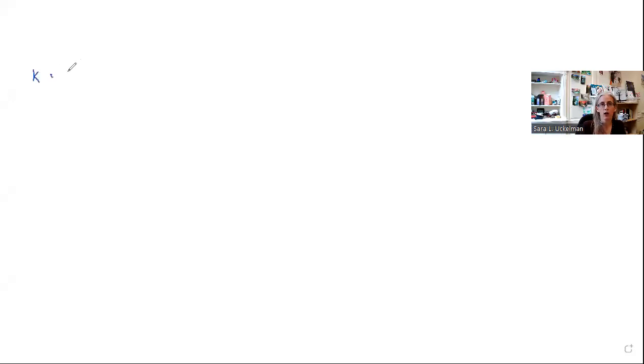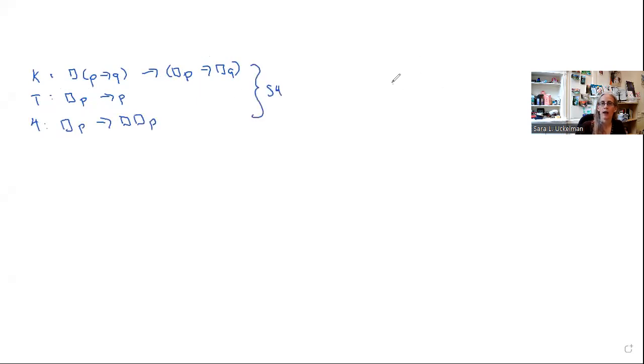Just recall, we've always got axiom K, which says that if it's necessary that P implies Q, then necessarily P implies necessarily Q. So we have this distribution principle. And then we're building on system T, so we've got necessarily P implies P. And then to get S4, we had the 4 axiom, that necessarily P implies necessarily necessarily P. So this is S4. And then S5, we had defined to be K plus T plus axiom E.